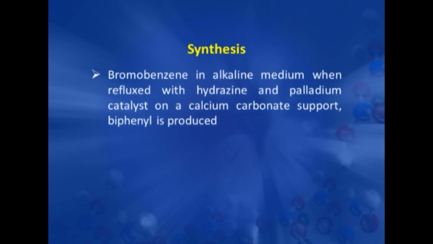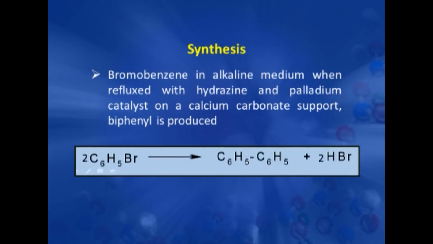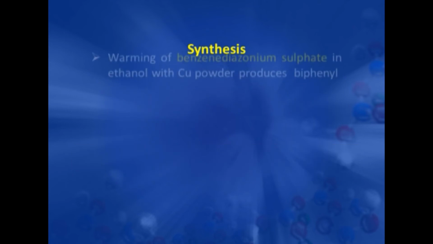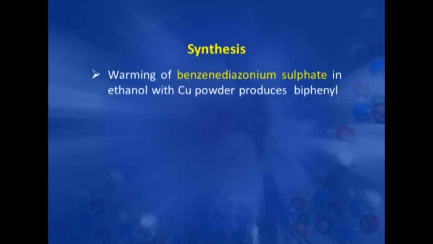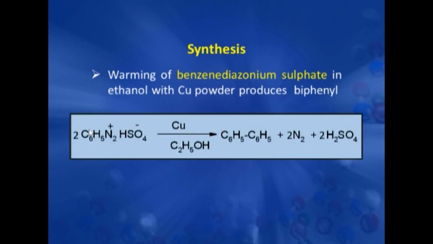Another method is the reaction of bromobenzene in alkaline medium on refluxing with hydrazine and palladium catalyst on a calcium carbonate support, which produces biphenyl. The next method makes use of benzene diazonium sulfate. When benzene diazonium sulfate is treated in ethanol with copper powder, there is formation of biphenyl.